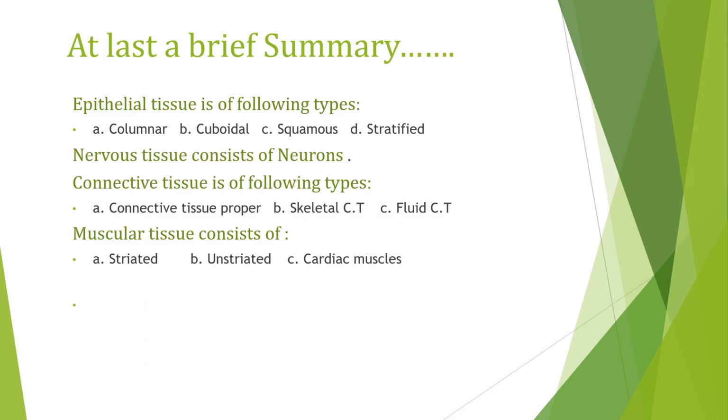Now let me give you a brief summary about this lesson, animal tissue. In this animal tissue lesson, we have covered 4 tissues: epithelial tissue, nervous tissue, connective tissue, and the muscular tissue. Epithelial tissue is of the following types: columnar, cuboidal, squamous, and stratified epithelium. Nervous tissue consists of neurons. Connective tissue is of the following types: connective tissue proper, skeletal connective tissue, and fluid connective tissue. The muscular tissue consists of striated, unstriated, and the cardiac muscles.